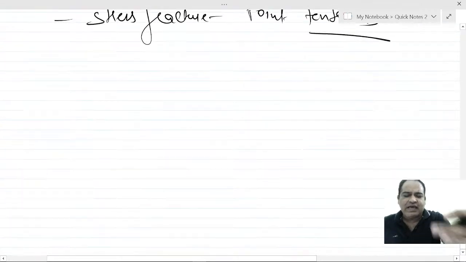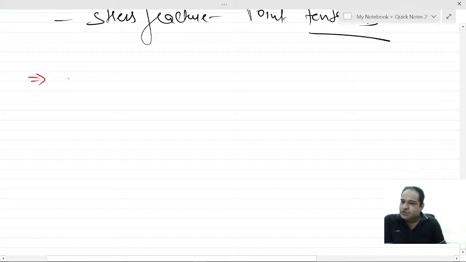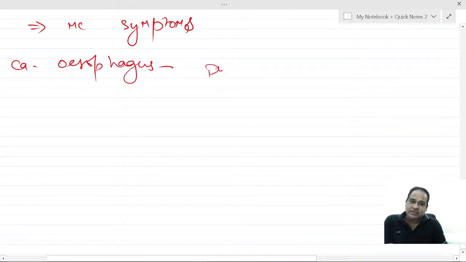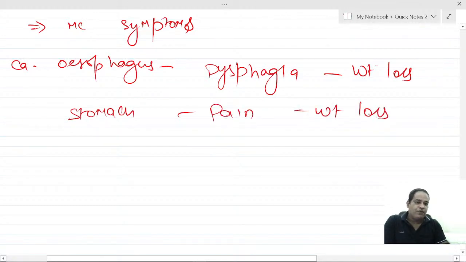Okay, now very quickly a small list. Most common symptoms in carcinoma esophagus: it will be dysphagia followed by weight loss. In carcinoma stomach, it will be abdominal pain followed by weight loss.